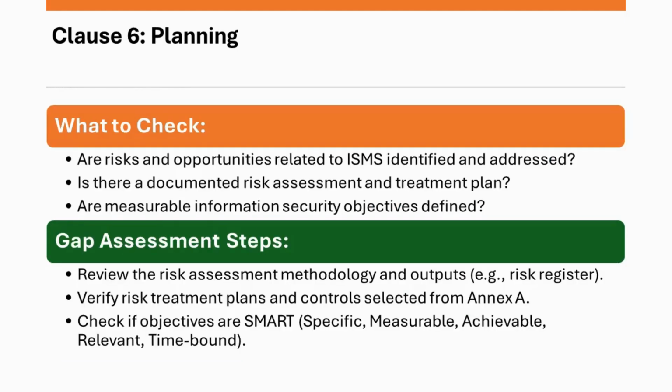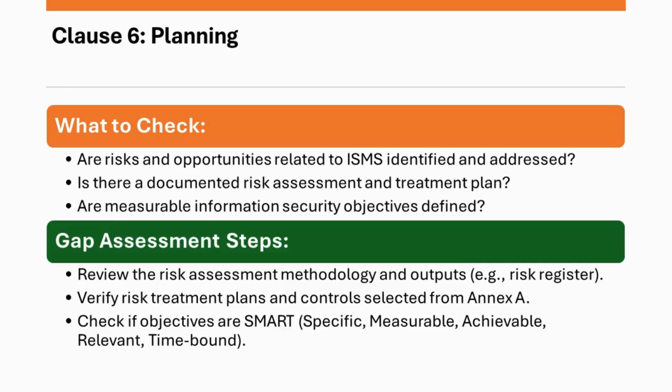Clause 6 is all about planning. Have you conducted a risk assessment? Is there a risk treatment plan in place? Are your security objectives SMART? SMART means specific, M for measurable, A for achievable, R for relevant, and T for time bound. Now, clause 6 focuses on identifying risks and opportunities for the ISMS and creating plans to address them. It also involves setting measurable information security objectives.